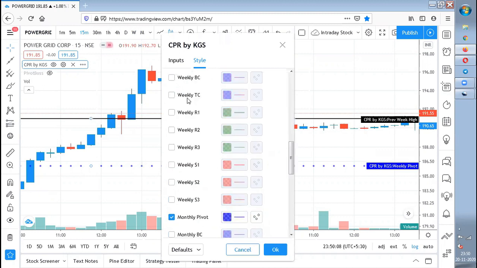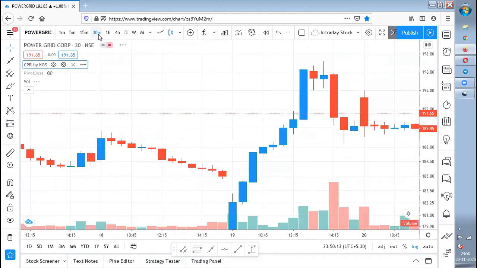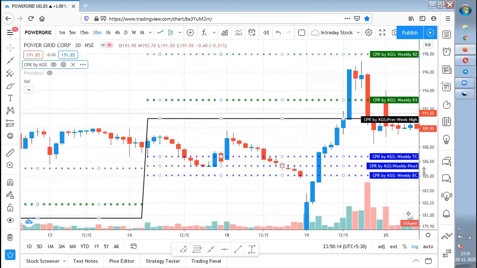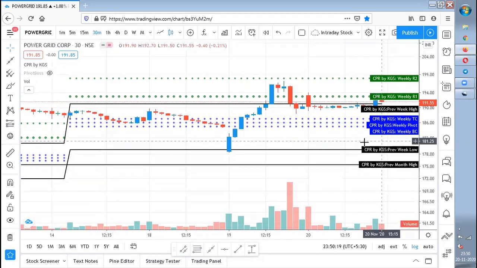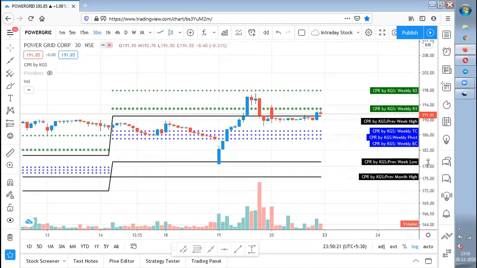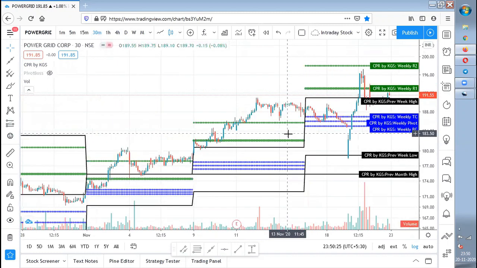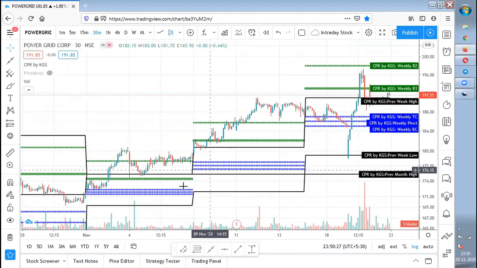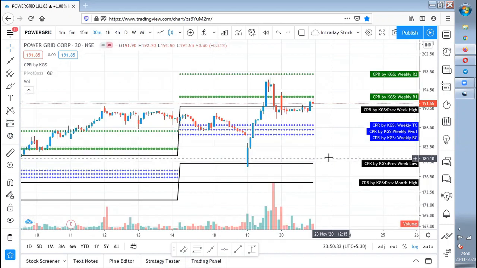So I'm activating weekly zones and then I'll convert it to 30 minutes. Why 30? To make it a bit shrunk, otherwise with 15 the chart size will be very, very big. Now if you see over here, the weekly pivots are at a higher value. So any pullback is going to be a buying opportunity.